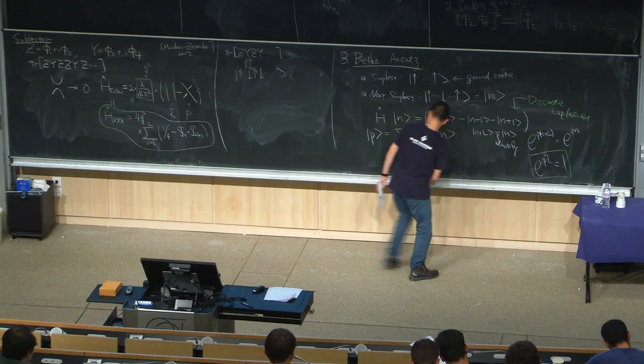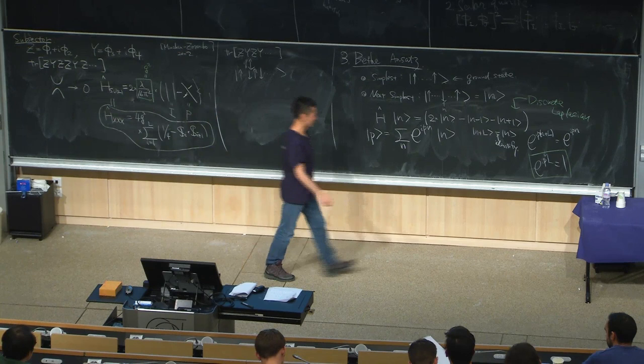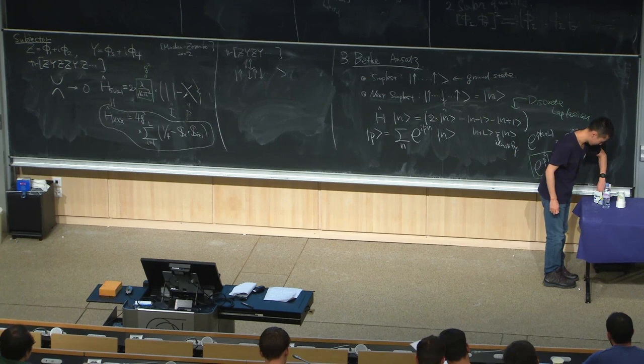So the point here is that although we started with a spin chain system, essentially it behaves like a freely moving particle, because the action of the Hamiltonian is essentially the discrete Laplacian, and the eigenstate is given by the momentum eigenstate. Okay.